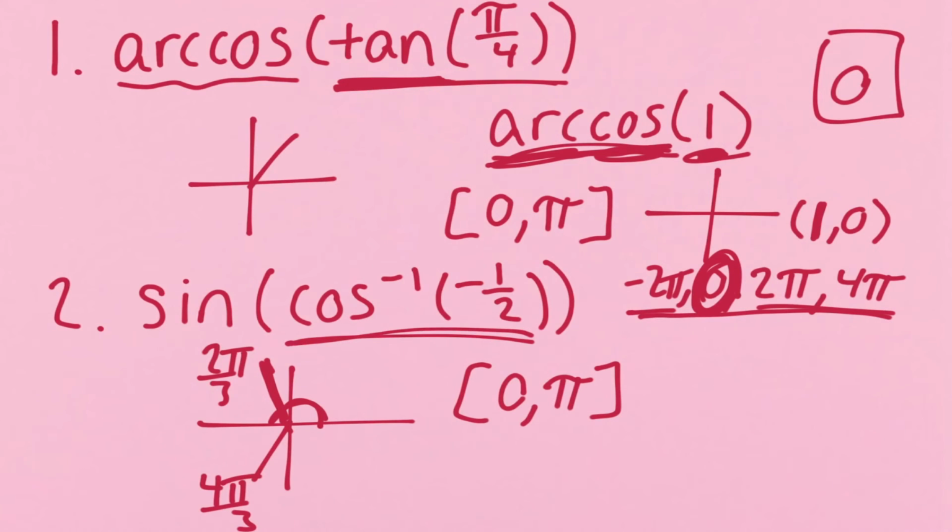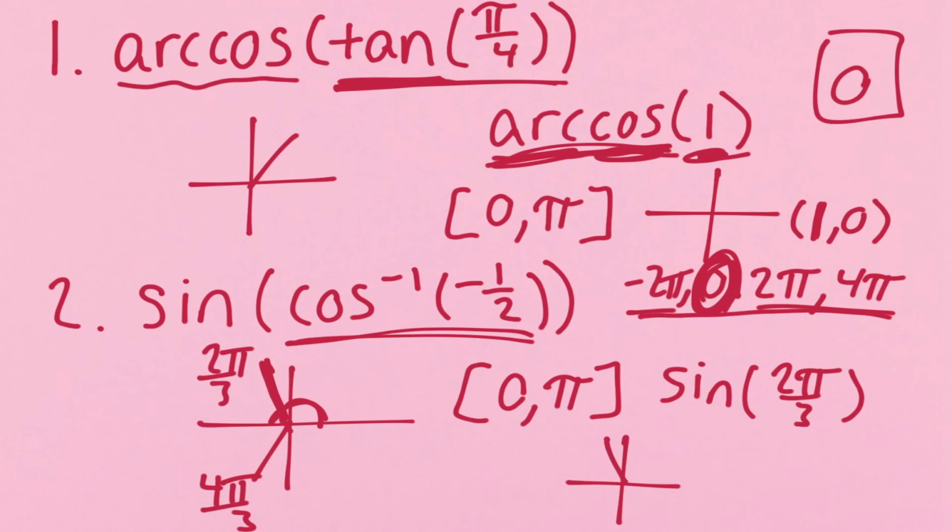Now instead of inverse cosine of negative 1/2, I'm going to write 2 pi over 3. So our new problem is sine of 2 pi over 3. We can look at 2 pi over 3, sine is the y value, so it's going to be radical 3 over 2, and that's our final answer.